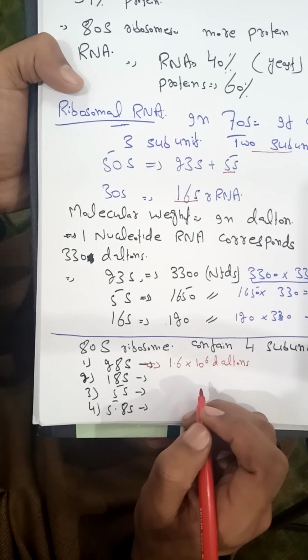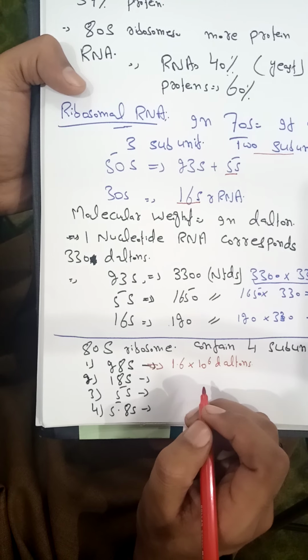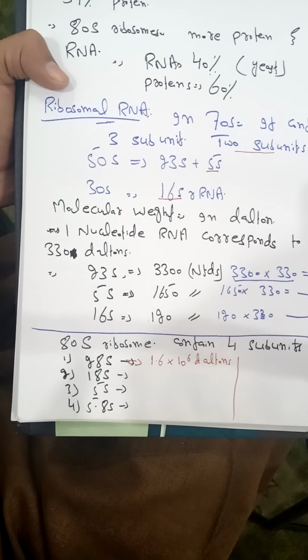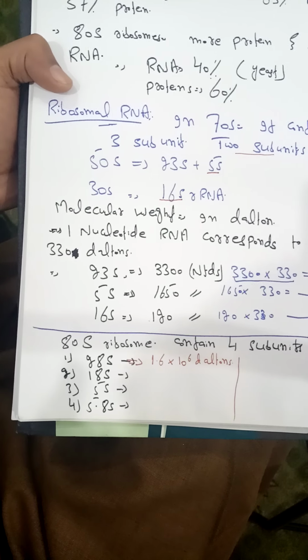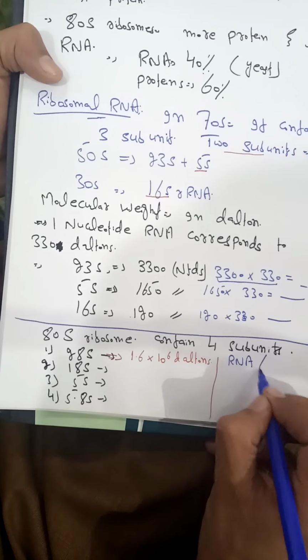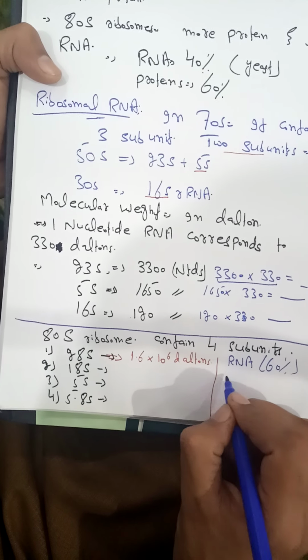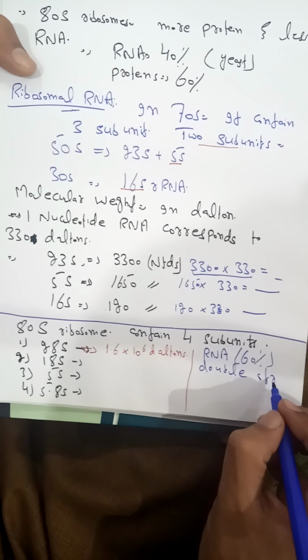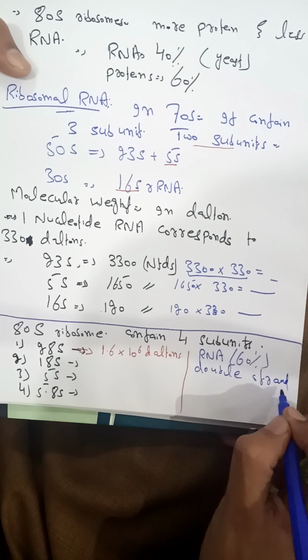Now the other point: most of the RNA in eukaryotes, about 60%, is double stranded. So how is it double stranded?